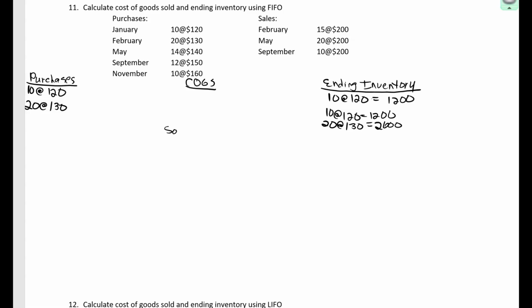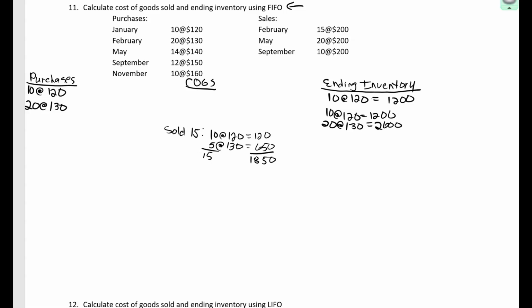Our first sale, we sold 15. Now, which 15 did we sell? We're using FIFO, which is first in, first out. The oldest ones leave the warehouse first. The oldest ones are the 10, so we're going to sell those first. And then we need 5 more, so we're going to have to dip into the ones at 130, 5 of them. We sold 15 at a cost of $1,850.